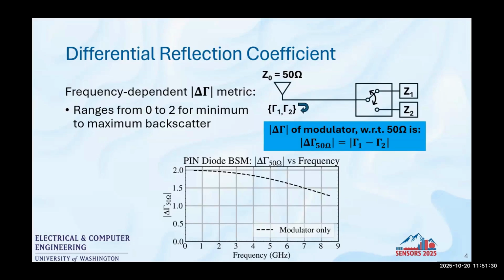This bottom figure is an example of this metric for a typical PIN diode modulator from 0.5 to 8.5 gigahertz. If we were using this device at 2.4 gigahertz, it's great that our metric is really high there. But if there were nearby sources at the 915 megahertz UHF band or the 5 gigahertz Wi-Fi bands, we'd be creating unwanted sidebands.